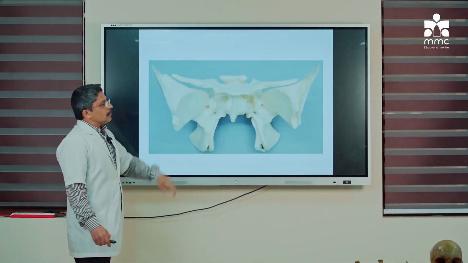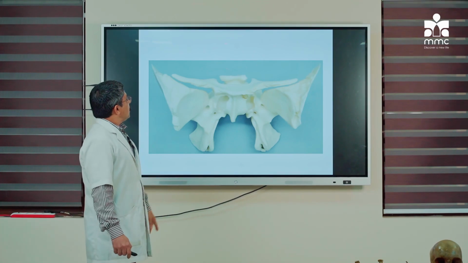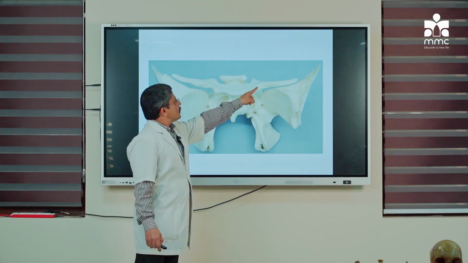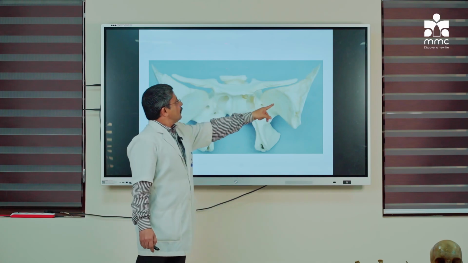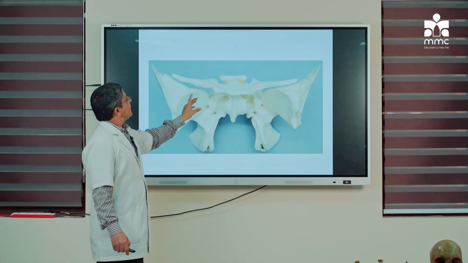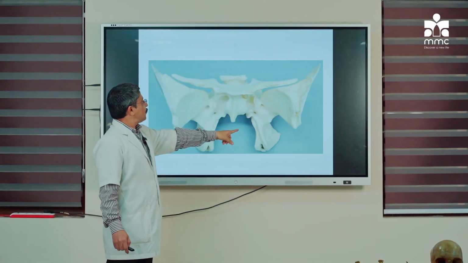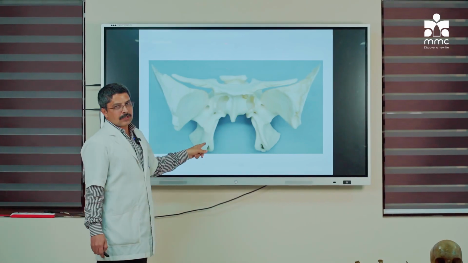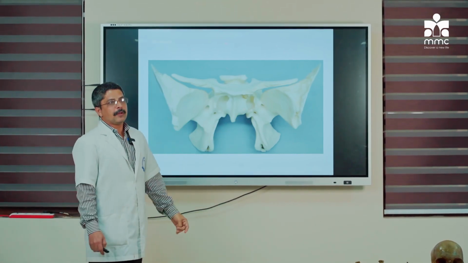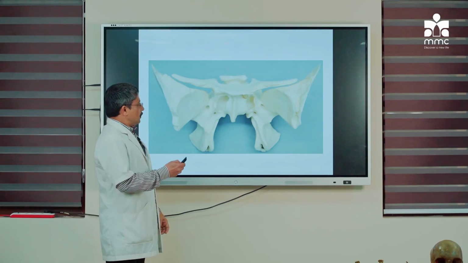So this is the picture of the sphenoid bone, which has the lesser wing. These are the 2 greater wings. Here comes the body of the sphenoid bone as well as the pterygoid process. Almost it has the shape of the animal called a bat.